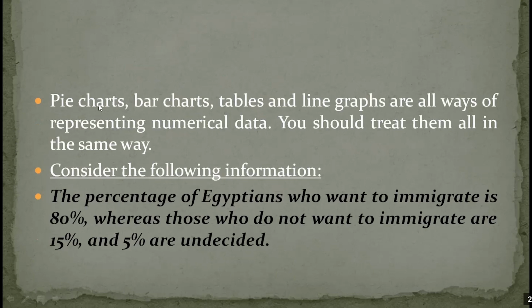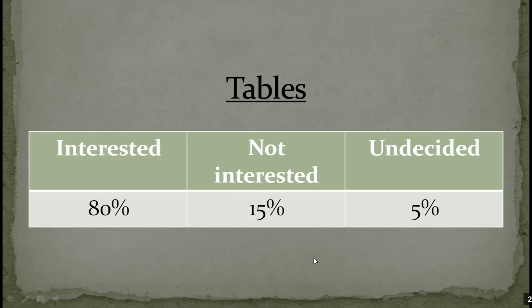You need to understand that pie charts and bar charts and tables and line graphs are all ways of representing numerical data. You should treat them all in the same way. If you don't know what they are, I'm going to explain to you what they are. Look at the following example. The percentage of Egyptians who want to immigrate is 80%, whereas those who don't want to immigrate are 15% and 5% are undecided. If you have the following piece of information and you would like to present it in the form of a pie chart or a bar chart or a table or a line graph, it goes like this. If it's a table, you're going to have the first column: interested, not interested, undecided, 80%, 15%, 5%. That's a table.